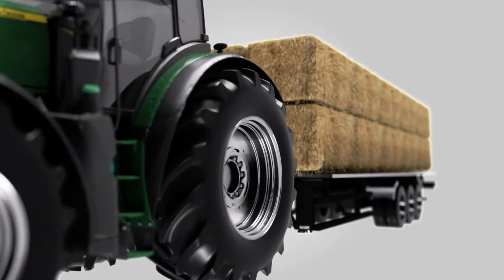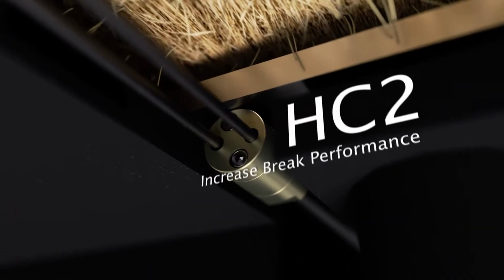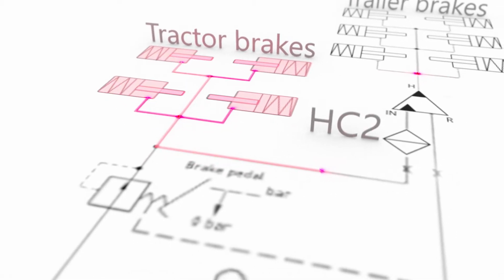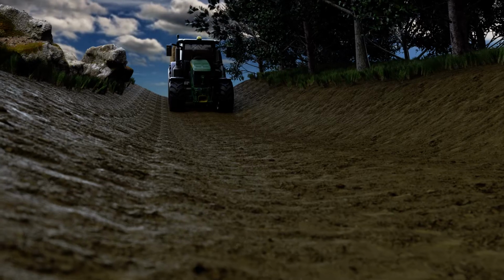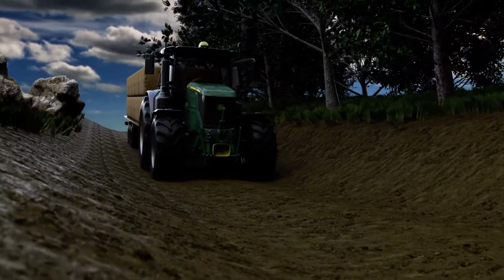The brake intensifier. The miniBOOSTER HC2 intensifier boosts the tractor's brake pressure to make sure that the trailer always brakes and delivers maximum performance.